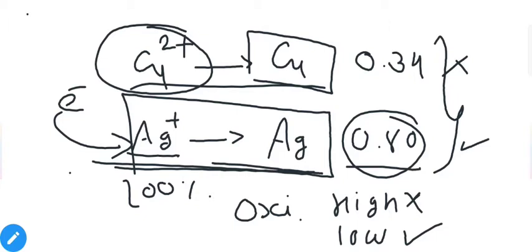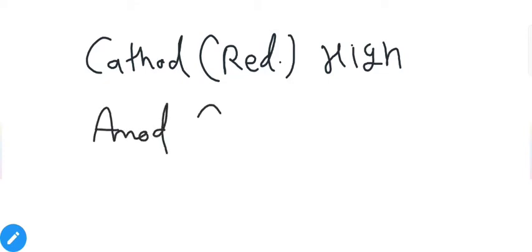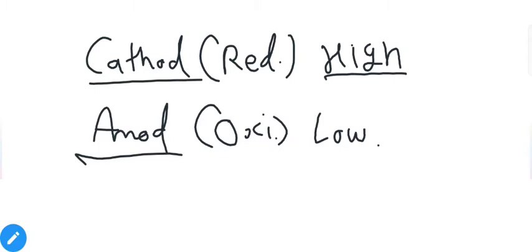On the reducing side, that means on the cathode, the element with the high reduction potential value will react, or the reaction of an element which has a higher reduction potential value will occur. And on the anode, the opposite is true. That means the anode gives oxidation reaction, and for oxidation reaction, lower reduction potential value will occur. That means the element having lower reduction potential value will oxidize on the anode, and the element having higher reduction potential value will reduce on the cathode.